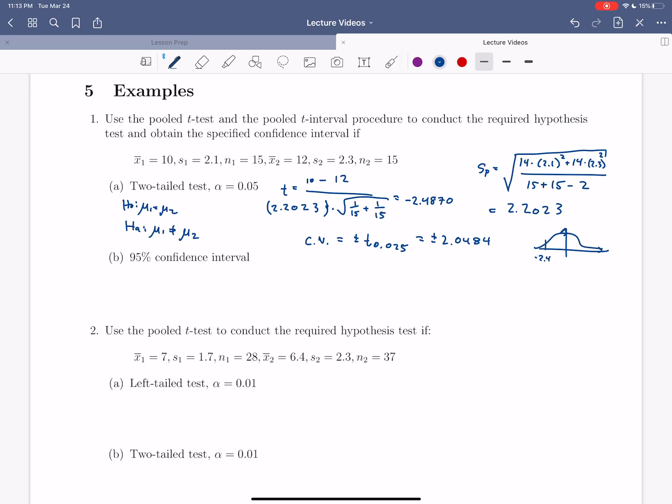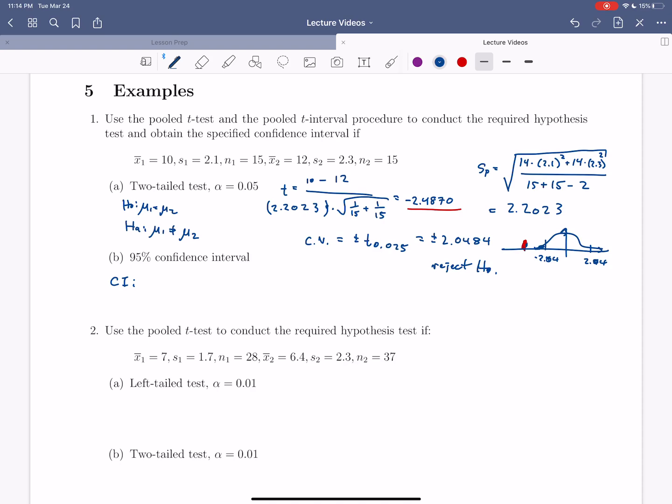Okay, and so what we're going to have, if we draw just a little picture here, we have our cutoffs, negative 2.04, and positive 2.04. We have negative 2.487. So our test statistic is somewhere over here. That's clearly in the rejection region, so we are going to reject the null hypothesis. Okay, and that's how that works. It's that simple.